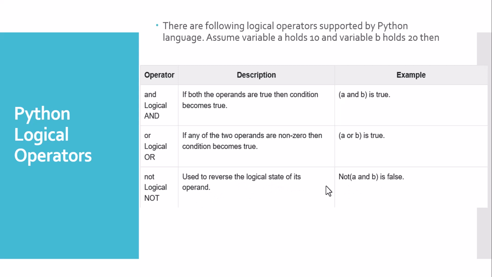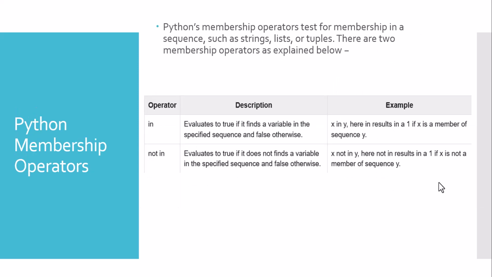Like see, not A and B, then if not A and B means it is giving the 0, then it is false. Then Python membership operator. Python membership operators test for the membership in a sequence such as strings, list or tuple. There are two membership operators as explained below, in and not in.